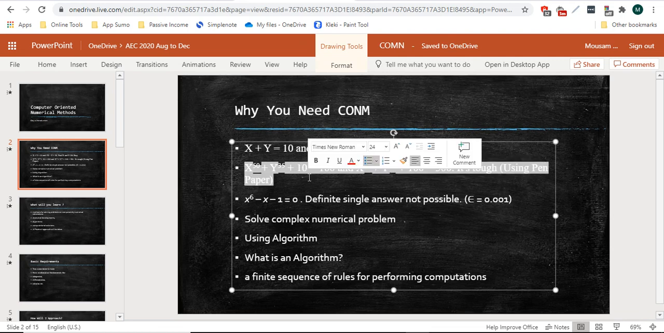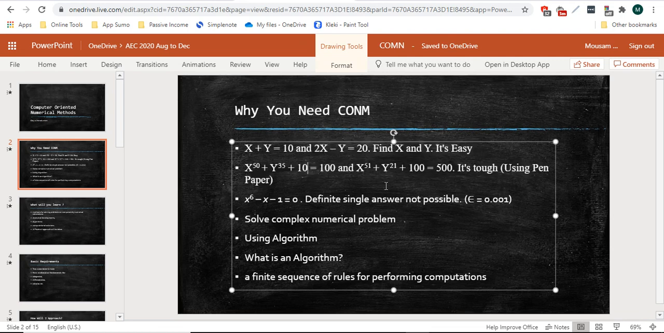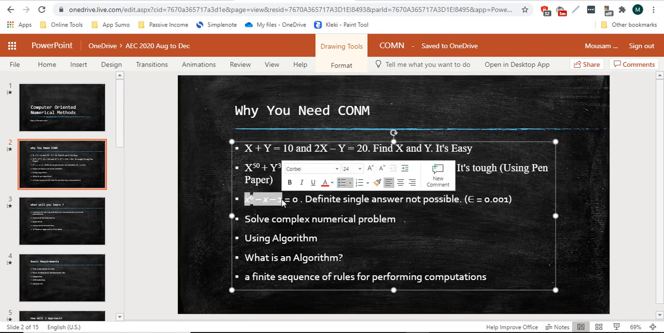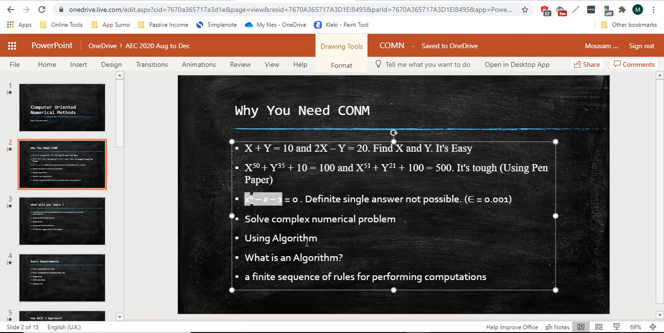This is another example, similar to that. Again, suppose I have another equation which is x to the power 6 minus x minus 1. Now if I have such kind of equations and I ask you to find out a single solution, how will you do so? Such an equation has a power of 6, so it will have 6 roots, and you will not find any definite single answer to such kind of problems.